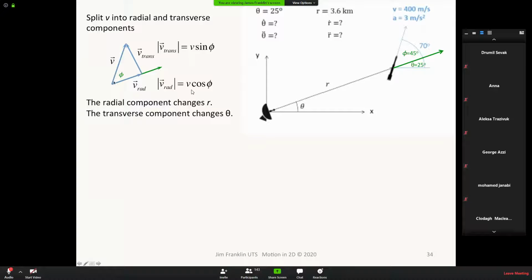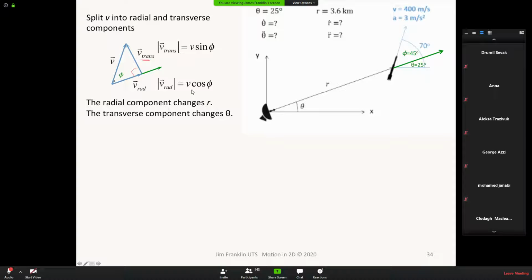So what we did was we recognized if we have the velocity, we can split it into components. One component is radial, that changes the range, and another component, the transverse component, that changes the angle. And because it's at right angles to the radius, this component is not going to change the range. And it's easy to work out what each of those components are.